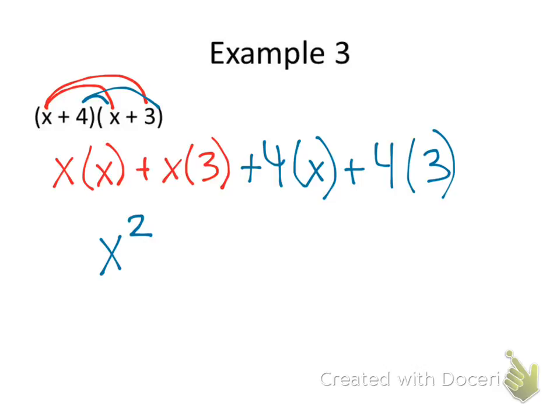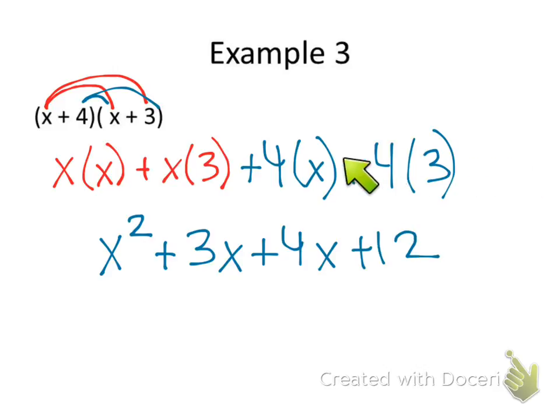X times x gives you x squared. X times 3 gives you 3x. 4 times x gives you 4x. And 4 times 3 gives you 12. So once again, if this is not something you need to write out, don't. It's up to you. If you can do all that in your head, you'll be right here.